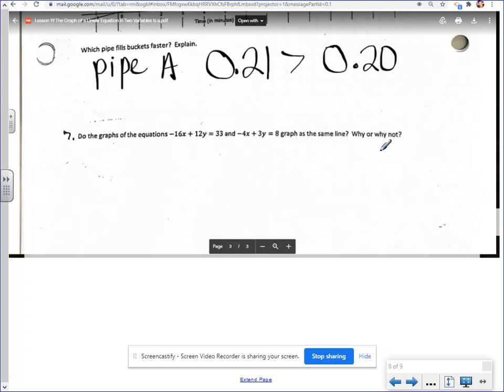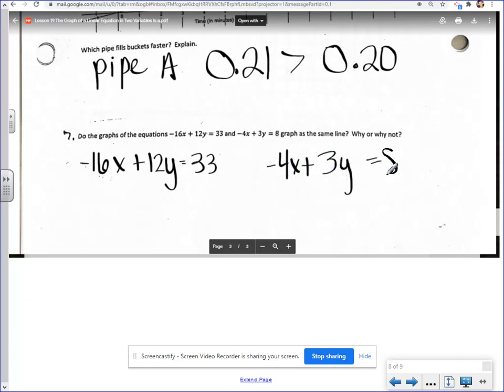Okay, we have 2 problems left, number 7 and number 8. Number 7 says, do the graphs of these 2 equations have the same line, yes or no? Okay, so what you want to do is set up fractions, and I'll show you how. I'm writing this bigger so you can see it. You don't have to do this.